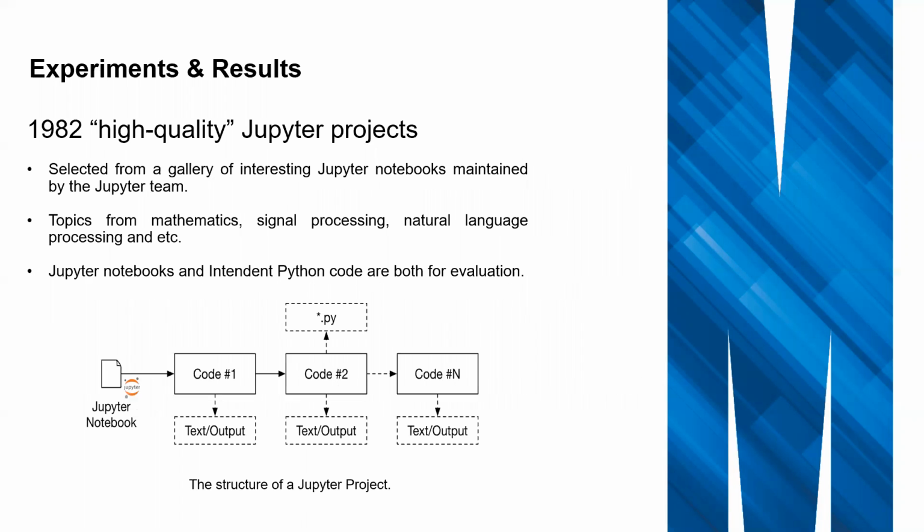To answer the two questions, we turn to a set of notable projects from a gallery of interesting Jupyter notebooks that is maintained by the Jupyter team. In this study, we choose Python-based notebooks only. We automatically collected 1,982 notable Jupyter notebooks, covering various topics, as our research subject data. Each of the projects is composed of notebooks and independent Python scripts, and these independent Python scripts can be imported or used by notebooks in a similar repository.